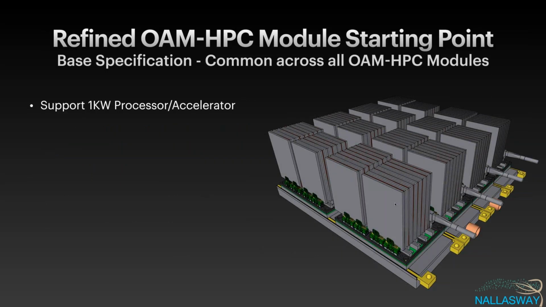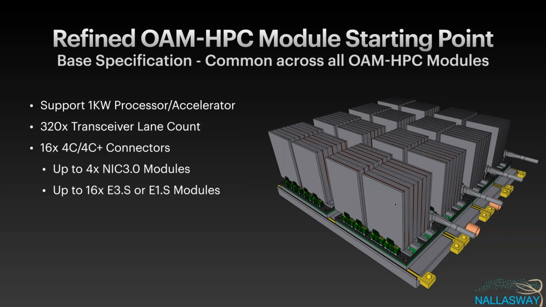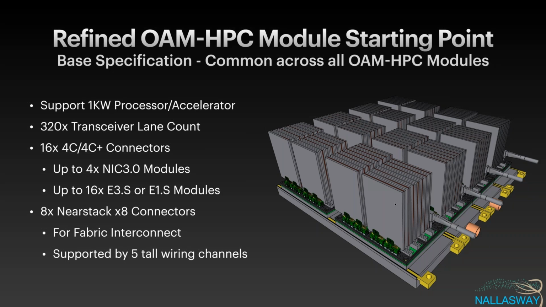In terms of refining the OM-HPC module, if you remember what was presented before, it's slightly tweaked where the base specifications start. Common across all OM-HPC modules, if we build these, is support for a 1 kilowatt processor accelerator. Effectively, the base spec says there's up to 320 transceiver lanes per module. That will be achieved with 16 4C/4C+ connectors. We can support up to 4 NIC 3.0 modules or up to 16 E3.S or E1.S modules. And for the cabling and topologies between the 8 modules, we're choosing near-stacked by 8 connectors for fabric interconnect, supported by 5 tall wiring channels.